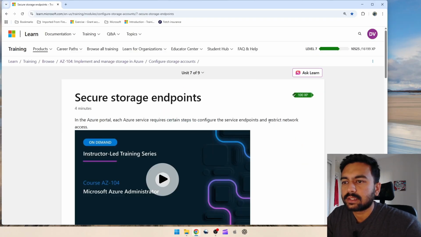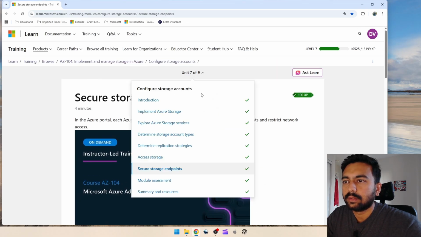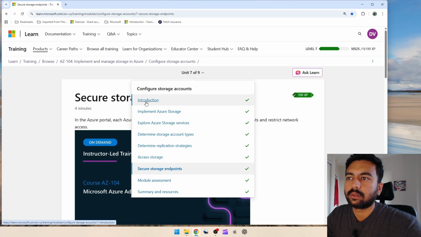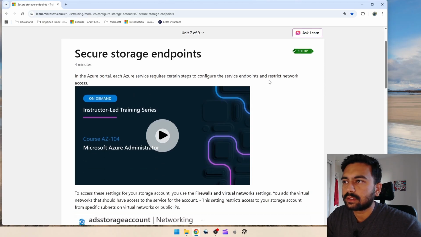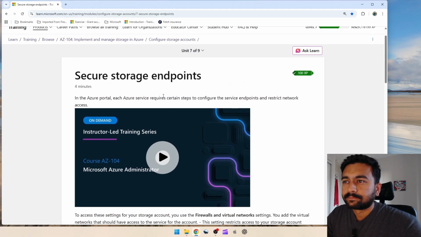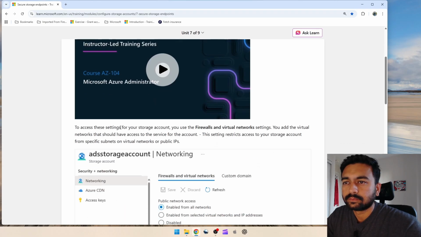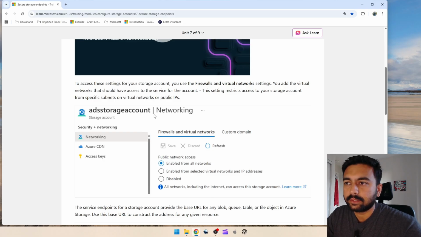Secure storage endpoints. This is the last topic for learning storage accounts. Each Azure service requires certain steps to configure the service endpoints and restrict network access. To access these settings, you use the firewall and virtual network settings. So you go to your account and then networking.